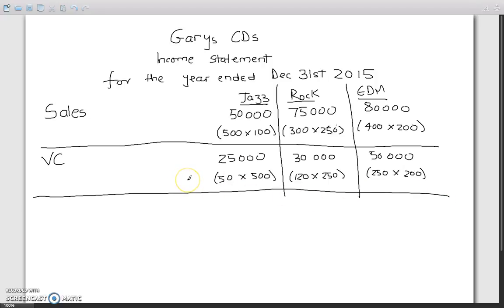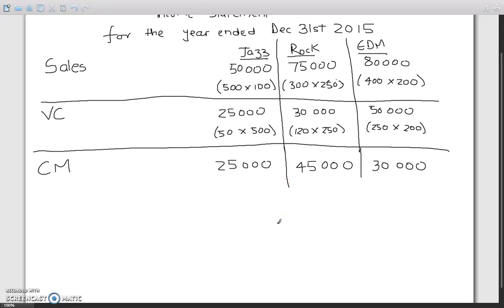And sales minus variable cost is contribution margin. So basically what you're finding here is your total contribution margin for each product individually. So 50 minus 25, that's 25. And then 75 minus 30 is 45. And then 80 minus 50 is 30. So that is your contribution margin for each product individually.